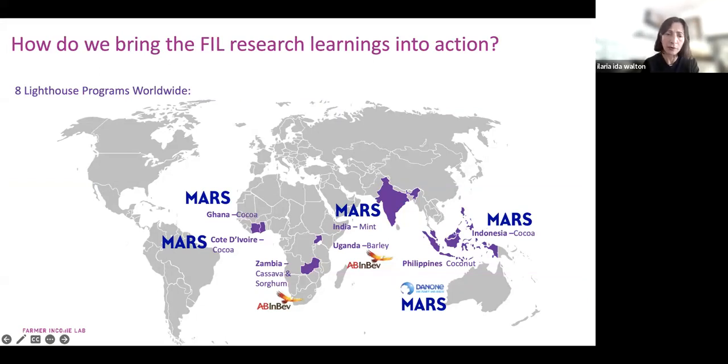This is just a quick overview of the 8 largest programs that are running. These are all very recent. They've been set up over the last 18 months. They are for Mars, mainly in cocoa, but we've also got a program that has just been launched in mint in India. And then AB InBev has got a program in Zambia in cassava and sorghum, and in Uganda in barley. And Danone has got coconut programs in the Philippines. And as I said, all of these programs basically use the common core and the learnings from the research and put it into practice.